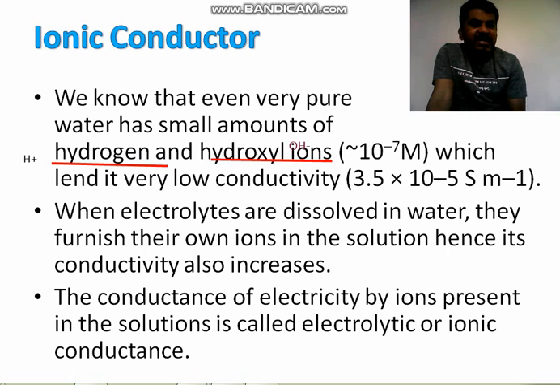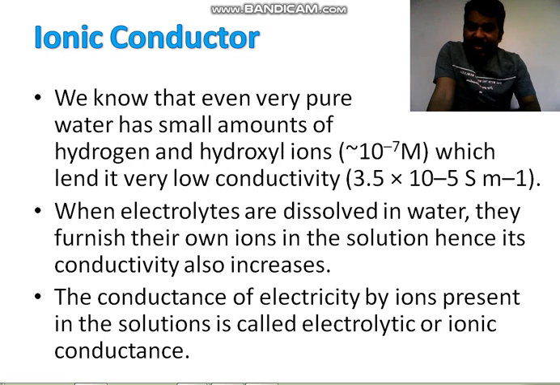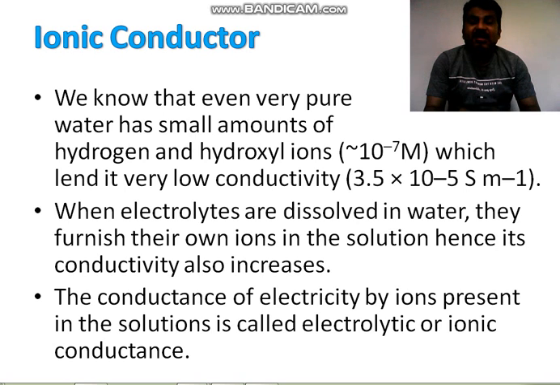When the electrolytes are dissolved in water, now why does this conductivity occur? Ionic conductivity. So ionic conductivity is by ionic conductors. The more ions there are, the more conductivity. So what are electrolytes? When they are added into the water, they separate into ions, and these are known as electrolytes. When electrolytes are dissolved in water, they furnish their own ions in the solution, hence its conductivity also increases.